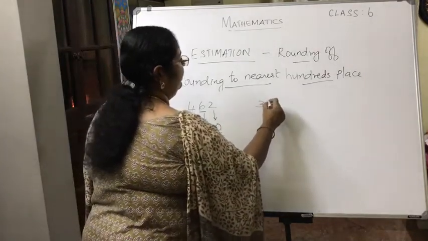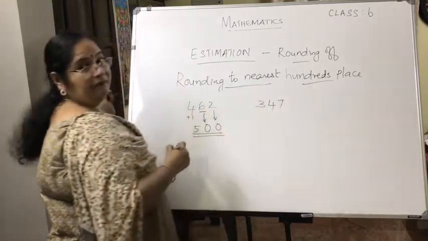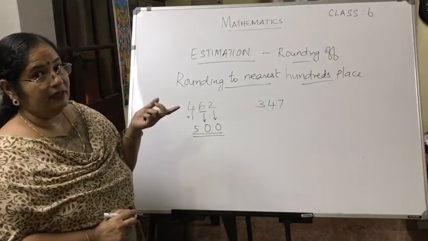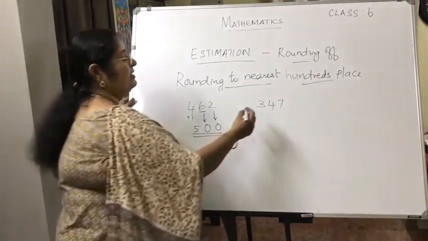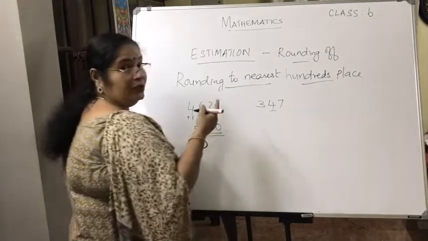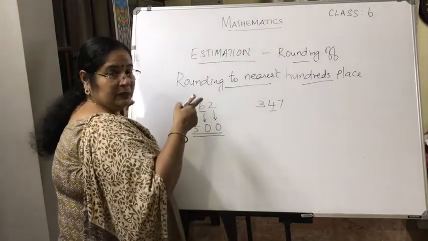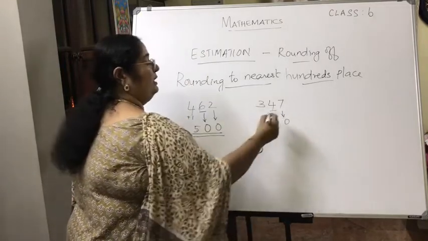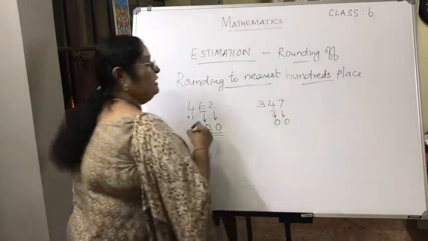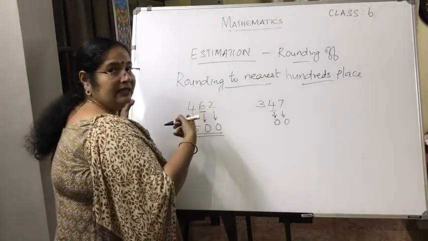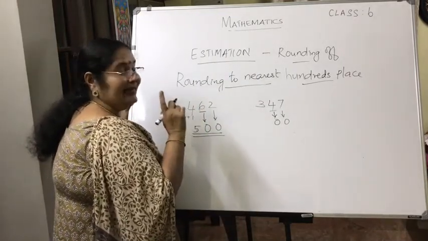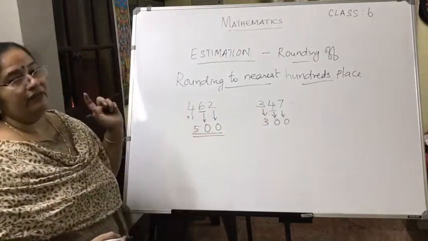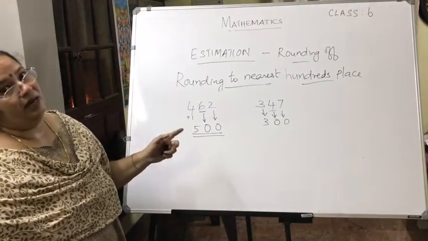One more example let us take. Say 347. You are asked to round to the nearest hundreds place. Which place digit will you look at? The tens place digit. What is the digit there? 4. Which group does it come in? First group. So what will you do? Change the ones place digit to 0. Tens place digit also to 0. All other digits will be kept as they are. So what will this become? 3. So 347 when rounded to the nearest 100 will be 300.